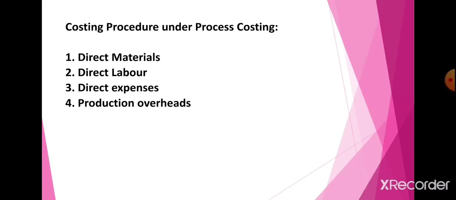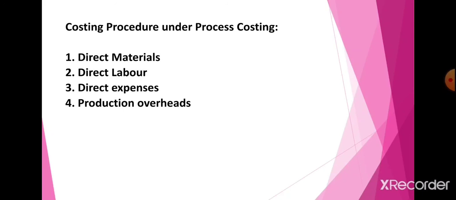Third one is direct expenses. Direct expenses are the expenses which can be easily identified with the process. Depreciation, insurance, electricity, repairs and maintenance, etc. are some of the examples of direct expenses which may be directly attributed to a process and thus are debited to the process concerned.